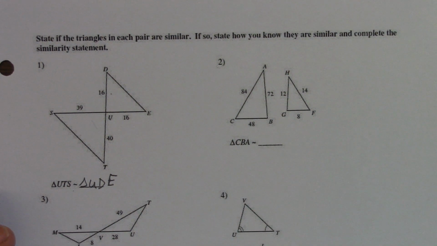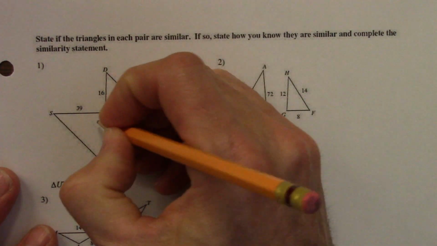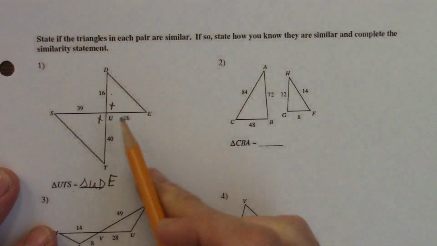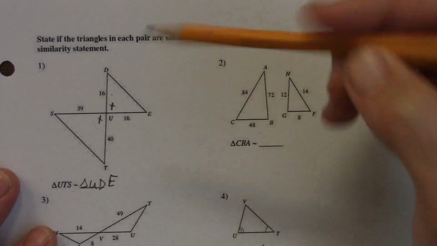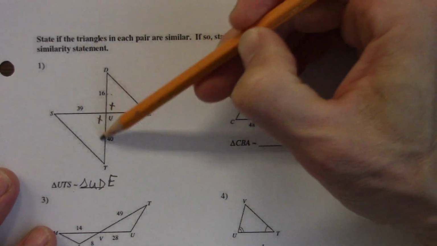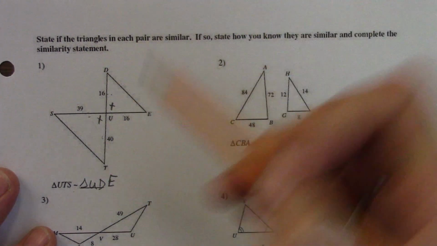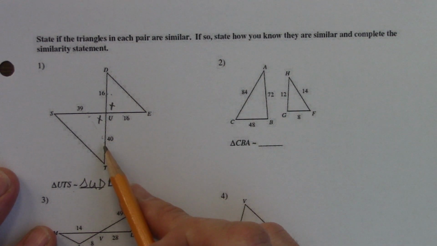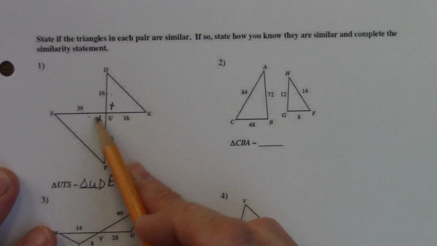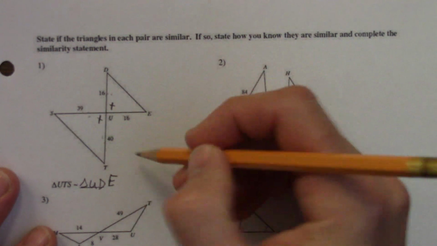Yes, SAS. Why? Because we know with opposing angles that these two angles are the same, and we have information about the sides surrounding them. So we need to know if the ratio of the sides surrounding them are the same. We don't need to know what the angle is because we know they're the same, but we need to check the ratio of the sides.